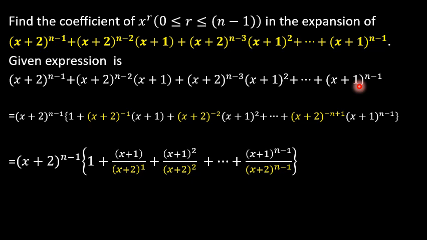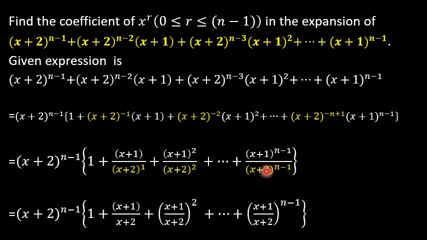Now let us rewrite this expression, that is, let us write (x+2)^(n-1) as it is. Now 1 here, and we can write the second term as (x+1) by (x+2) to the power of 1. Similarly, the third term will be (x+1)^2 by (x+2)^2, and the last term is (x+1)^(n-1) by (x+2)^(n-1). That is, when this (x+2)^(-n+1) comes to the denominator, it will be (x+2)^(n-1).